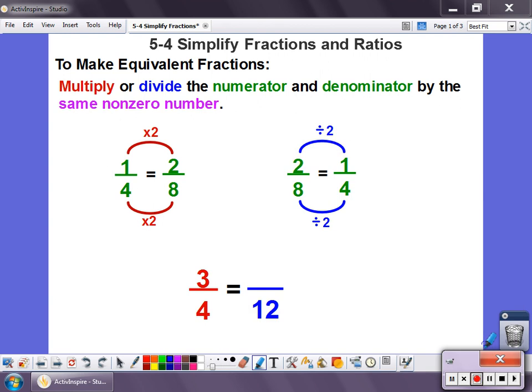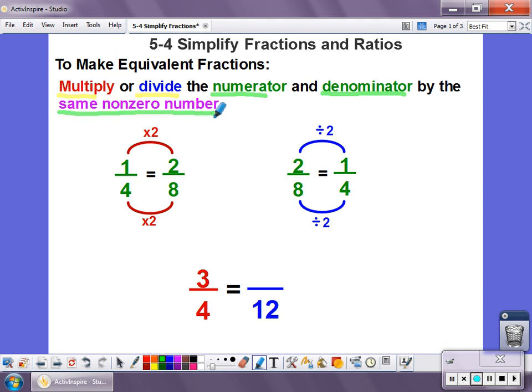When you simplify fractions, you're just making a very special equivalent fraction. So the first thing I'm going to talk to you about is how to make an equivalent fraction, and then we'll talk about how to simplify fractions or how to put them into simplest form. When it comes to equivalent fractions, what you want to do is either multiply or divide the numerator and the denominator, both of them, by the same non-zero number.